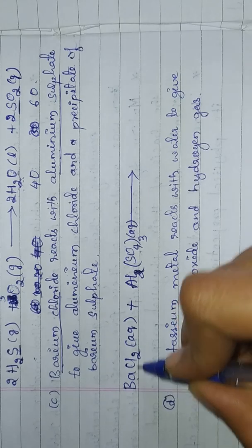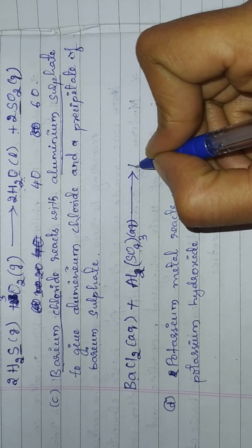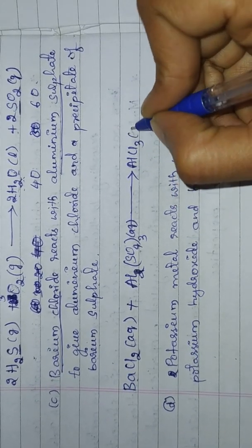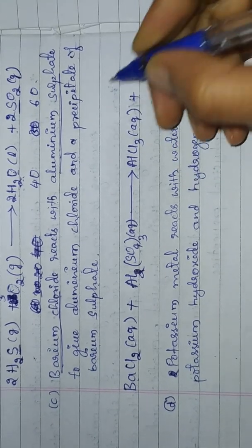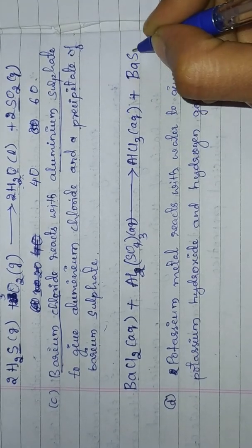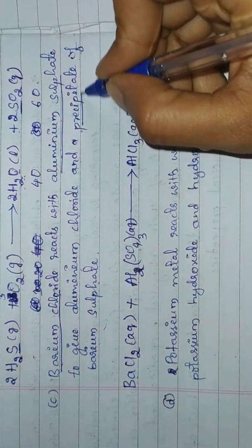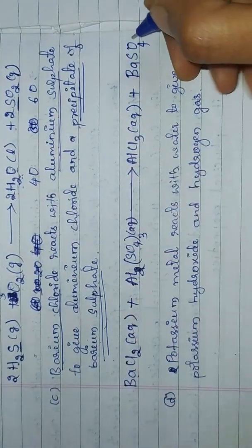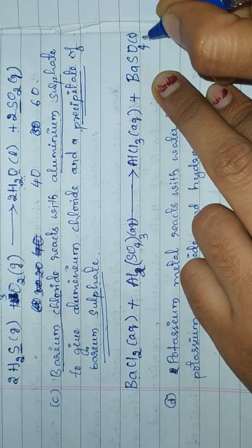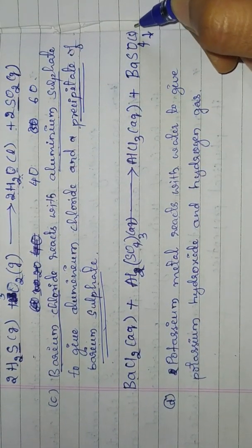So this barium chloride reacts with the aluminium sulfate to form aluminium chloride. Again it is aqueous, and a precipitate of barium sulfate. Chemical formula of barium sulfate is BaSO4. Already they have mentioned in the question, precipitate of barium sulfate. Therefore it is solid, and next to this precipitate formation is represented by a downward arrow. Here there is no place, that's why I have written here.